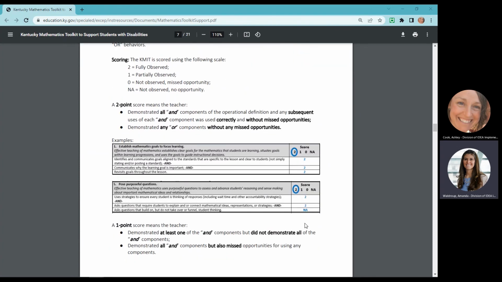A 2 on the KMIT is fully observed, 1 is partially observed, 0 is not observed, and NA is not observed, but there's not an opportunity to see it. And so there's specific instructions in terms of how to determine whether it's a 2, a 1, a 0, or an NA for the scoring of the KMIT.